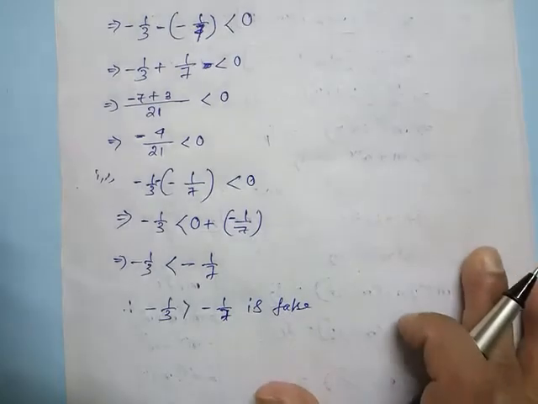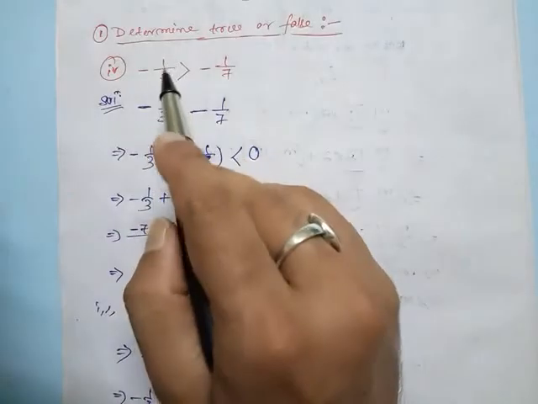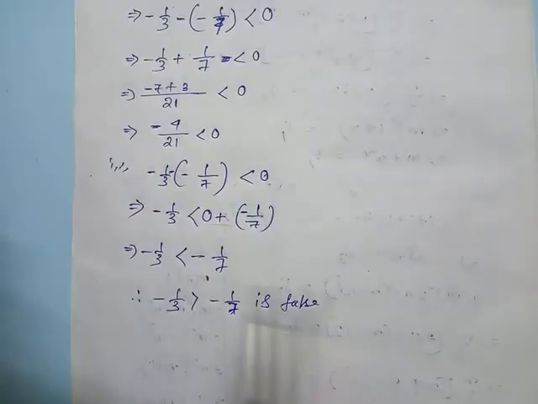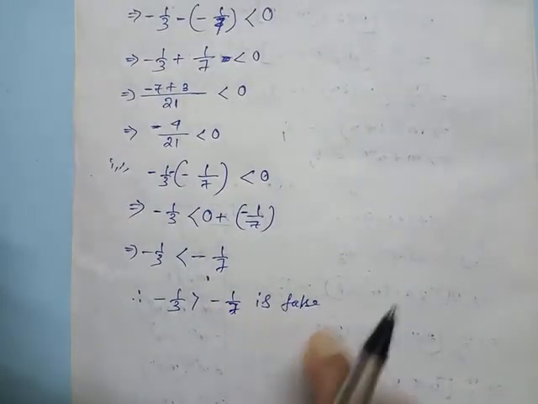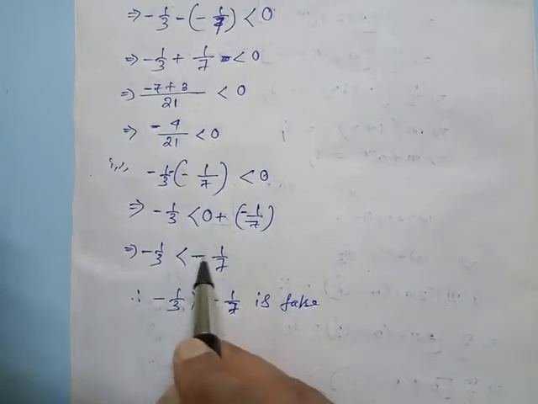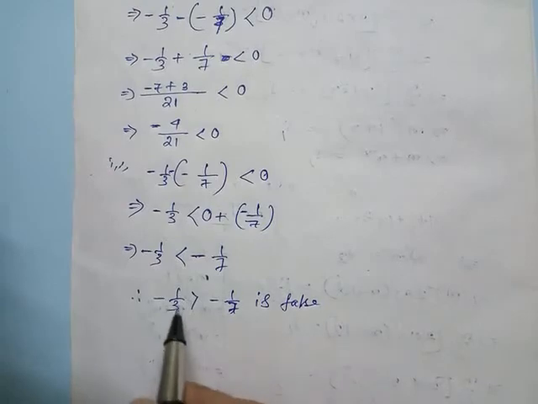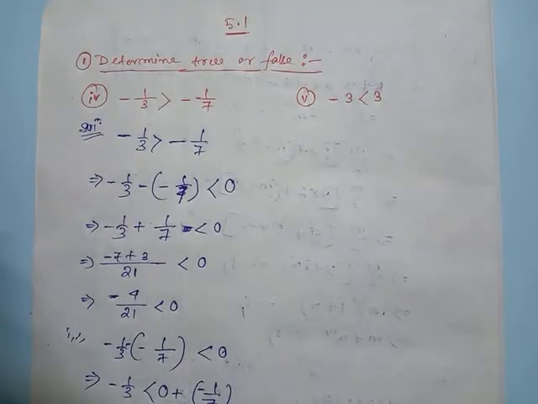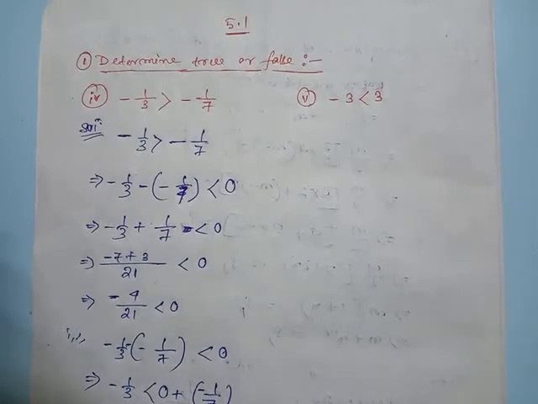This is our answer. The given question is minus 1 by 3 bigger than minus 1 by 7, and here we have proved that minus 1 by 3 less than minus 1 by 7, and the given statement is false. Actually minus 1 by 3 less than minus 1 by 7 is the true answer, and the given question is false. Now student, we are going to solve Roman 5, question number 1, Roman 5.